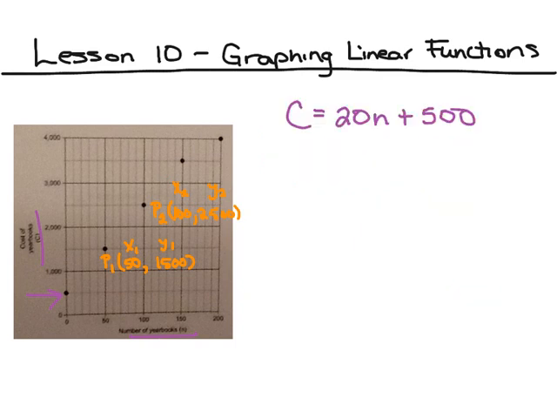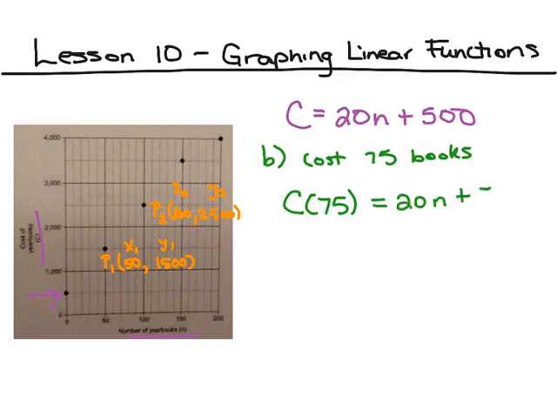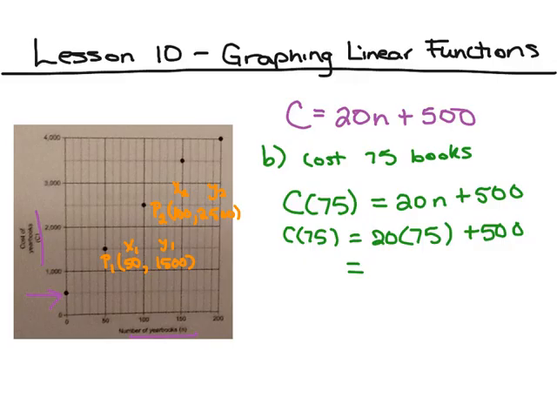So using this formula for part B, we want to figure out how much it would cost for 75 books. So we want to find C of 75 books. So we're going to plug in 75 for n. So 20 times n, which is 75, plus 500, and you should get $595.